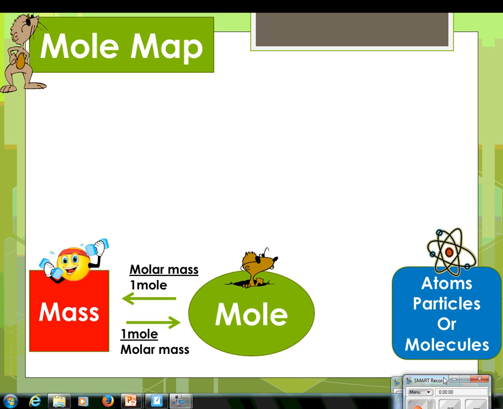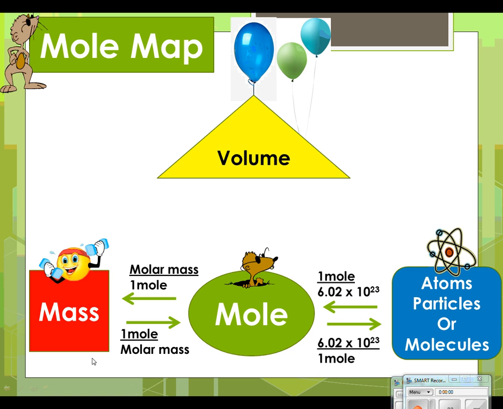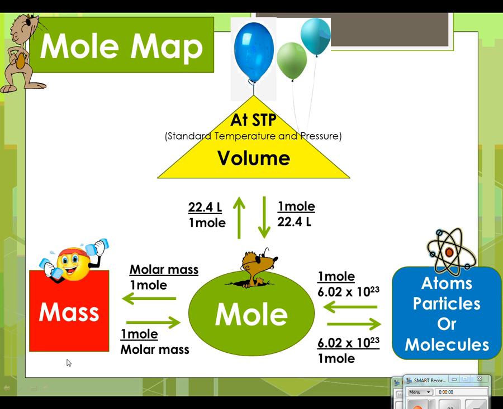And I can use Avogadro's number, which is that 6.02 times 10 to the 23rd, to go backwards and forwards there. I can also go up or down to volume at STP. Now STP stands for standard temperature and pressure, and we'll get into that a little bit more later. But we can convert, if it's at standard temperature and pressure, from a mole to volume. So this mole map becomes very important in the things that we need to do. You need to be able to do this without looking at a mole map. So this is just a help to get you started, to help you understand where to go.